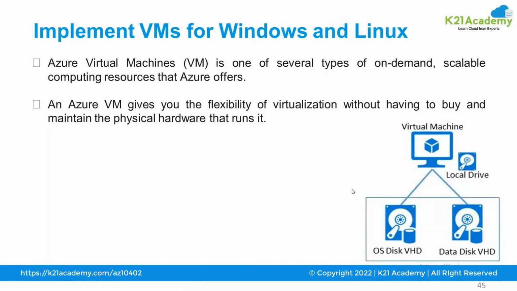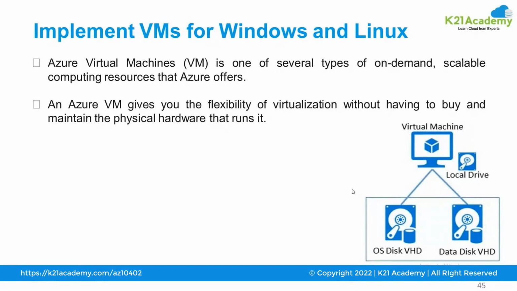Azure Virtual Machine is one of the several types of on-demand scalable computing resources that Azure offers, right? We know when they are talking about scalable, when they are talking about on-demand, you can create virtual machines literally in 3 to 5 minutes. You can scale your number of virtual machines just by setting up a few things. When I'm talking about that, I'm talking specifically about virtual machine scale sets, right? That is what it is actually telling. And Azure VM gives you the flexibility of virtualization without having to buy and maintain the physical hardware that it runs on. So this is the major advantage of cloud computing which we are looking out for, right?